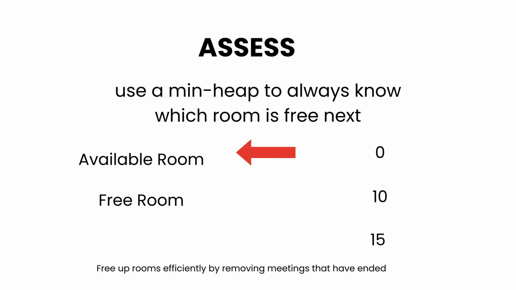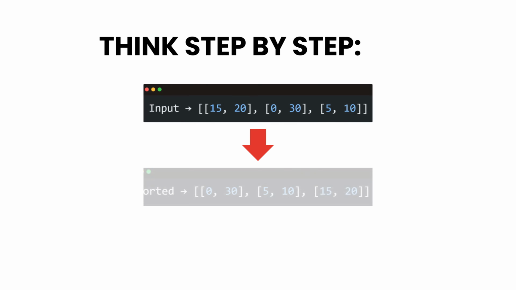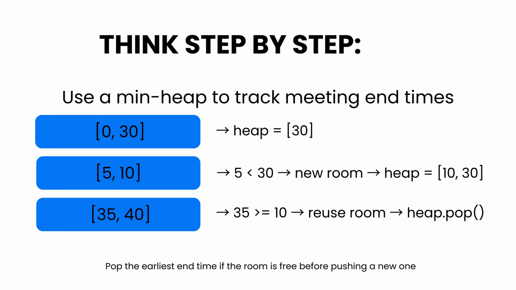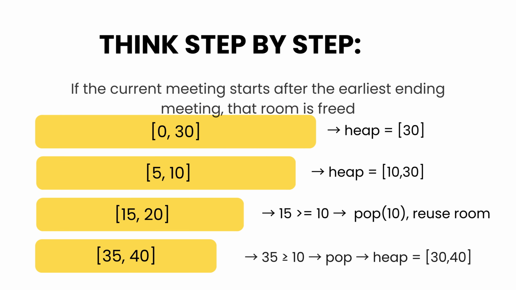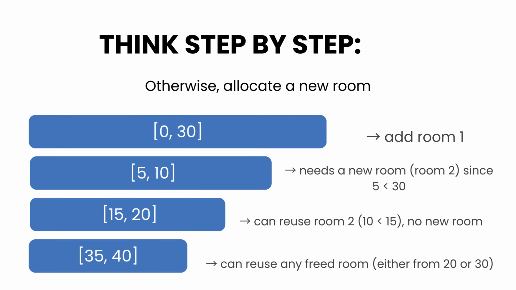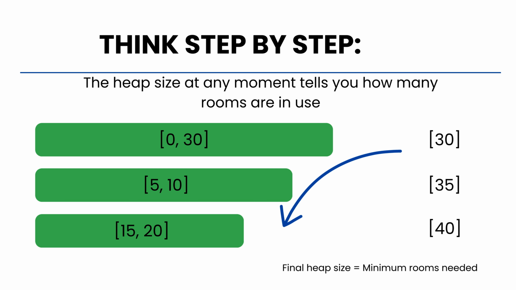Use a min heap to always know which room is free next. Sorting is crucial for an optimal solution. Sort all intervals by start time. Use a min heap to track meeting end times, smallest end time on top. For each meeting, if the current meeting starts after the earliest ending meeting, that room is freed, so pop from the heap. Otherwise, allocate a new room and push the end time to the heap. The heap size at any moment tells you how many rooms are in use.